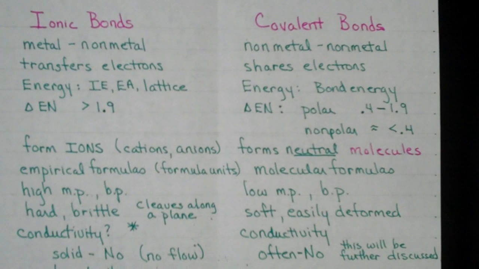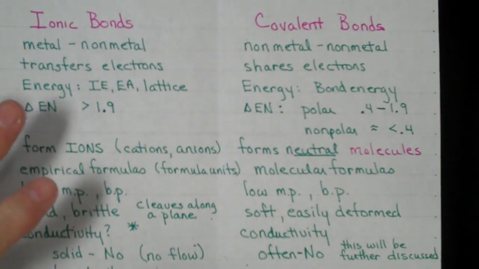When we look at covalent bonds, we have nonmetals to nonmetals. They share electrons. The energy involved in making these compounds is bond energy. There can be polar or nonpolar covalent bonds. Now, the cutoff points for electronegativity differences can vary depending on your book or your teacher. But for me, I like to use for my nonpolar cutoff an electronegativity difference of less than 0.4.